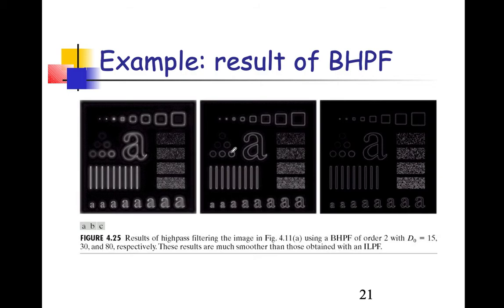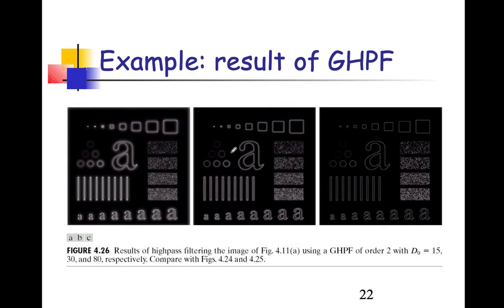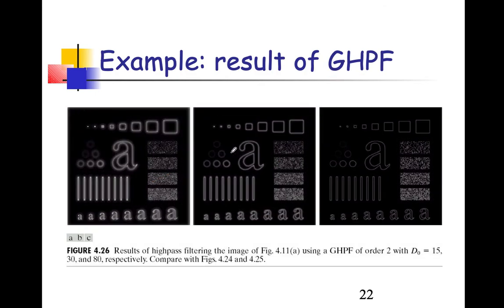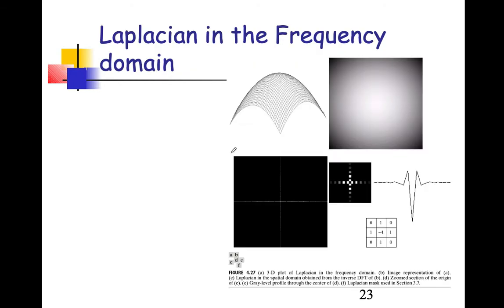This is the Butterworth high pass filter frequency output, and this is the Gaussian high pass filter output. So you can see all the differences. Whichever we need for the particular application, we can use.